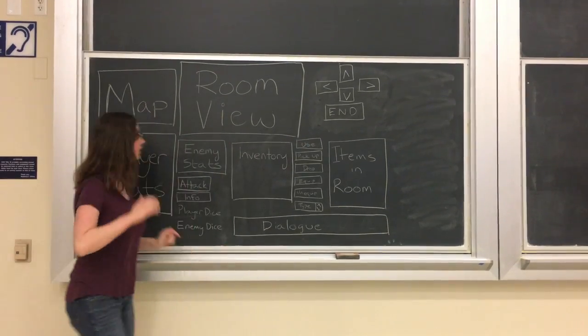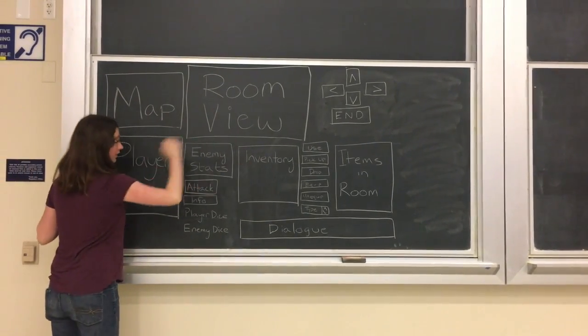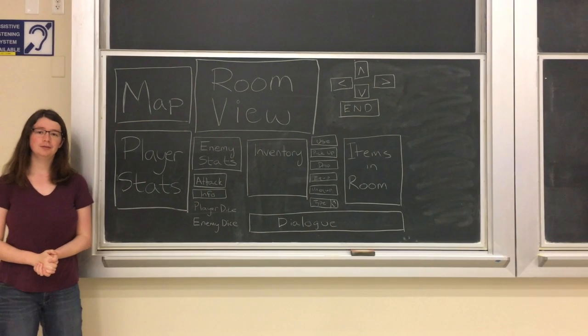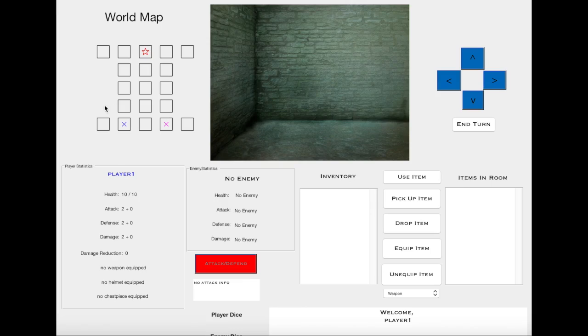When you end your turn, the second player's statistics will pop up on the screen. Here you can see the basic map layout with player 1 in blue, player 2 in pink, and the boss in red. The player statistics are listed under the blue player 1. You move around the map using the direction keys. As you can see, the player's position is updating.